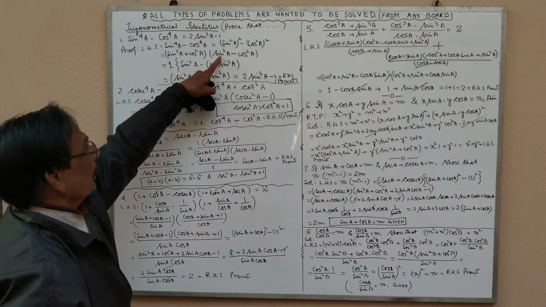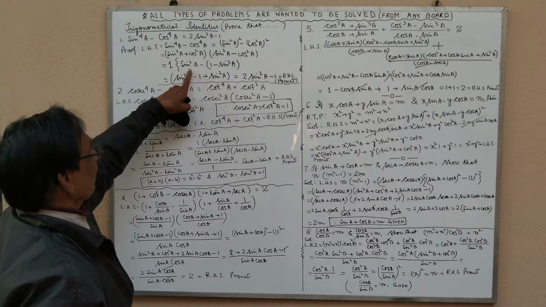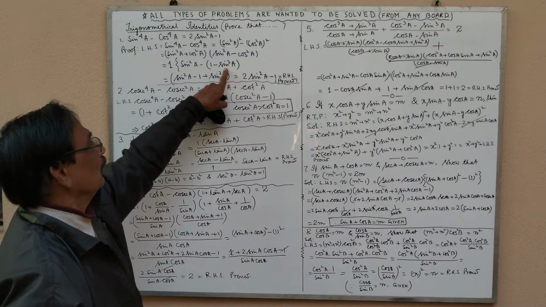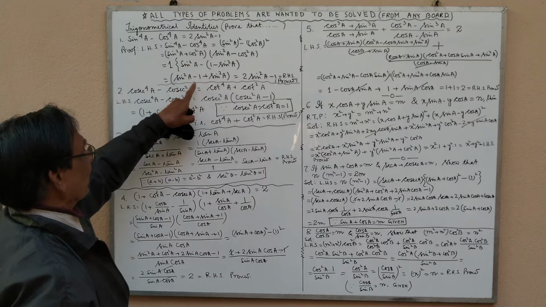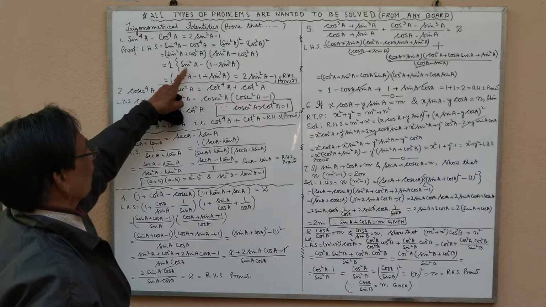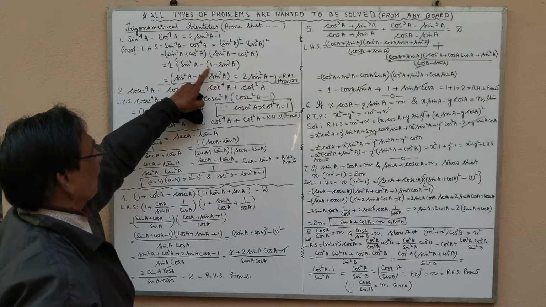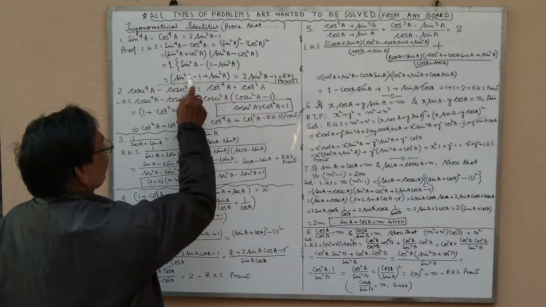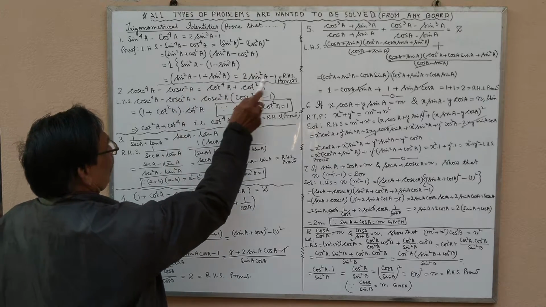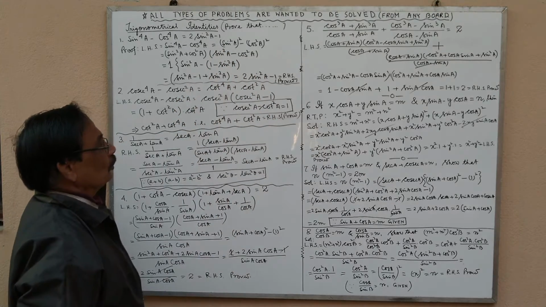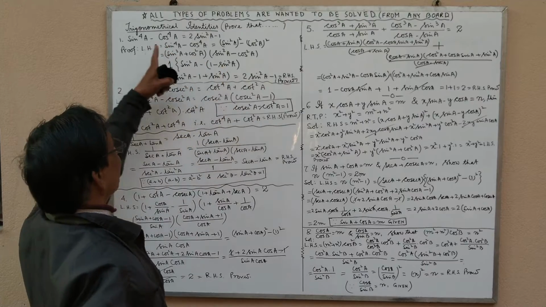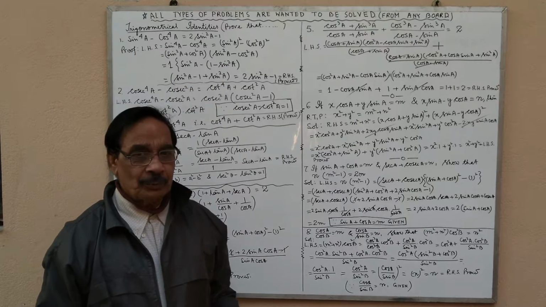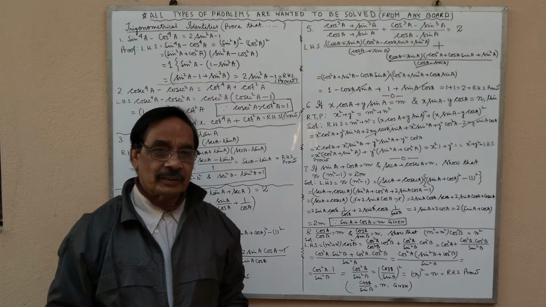And cos²a equals 1 minus sin²a. Removing the bracket, we have sin²a minus 1 plus sin²a, which is 2 sin²a minus 1. This is the right side. So this is the simpler side and this is the complicated side. We have to solve from the complicated side.